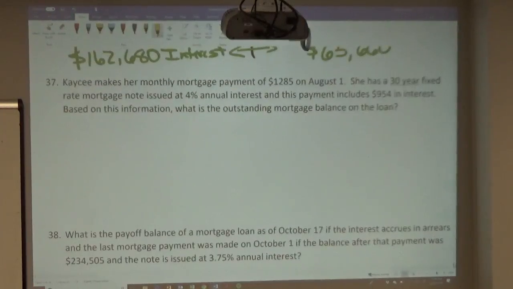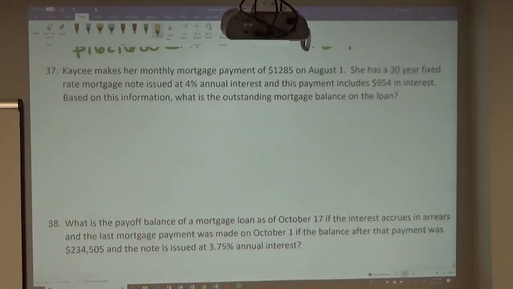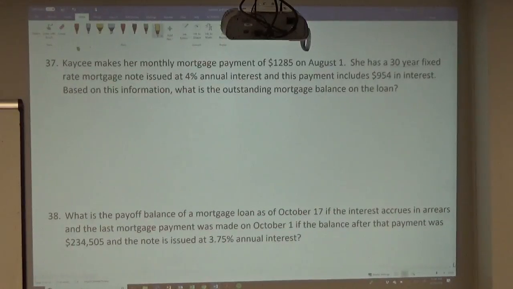Alright. Number 37 says Casey makes her monthly mortgage payment of $1,285 on August 1. She has a 30-year fixed rate mortgage note issued at 4% annual interest, and this payment includes $954 in interest. Based on this information, what is the outstanding mortgage balance of the loan?